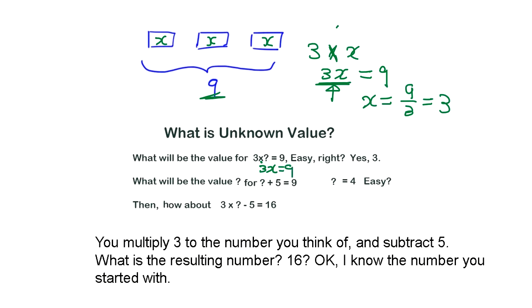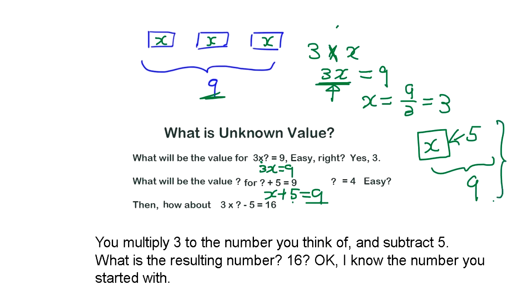Okay, what will be the value of x plus 5 equals 9? What does this mean? Suppose you have a problem like, okay, you have a box. There is an unknown number of balls. You add 5, and you know the total should be 9. That's why you have x plus 5 is 9. So the problem is presented like this. We don't know how many balls are in the box, but after we add 5, I know it's 9. Okay?